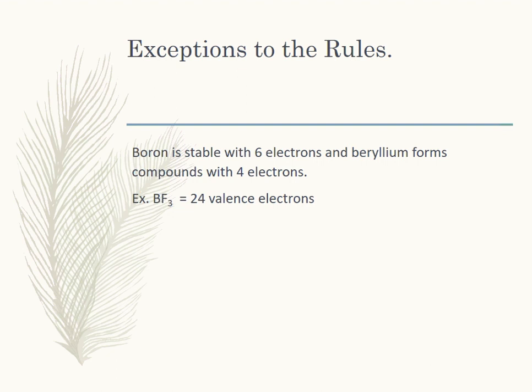Some exceptions to the octet rule. Boron is stable with 6 valence electrons. Please correct your notes, 6 electrons. Beryllium forms compounds with 4 valence electrons. Boron trifluoride has 24 valence electrons, 3 from boron and 7 times 3 from fluorine.